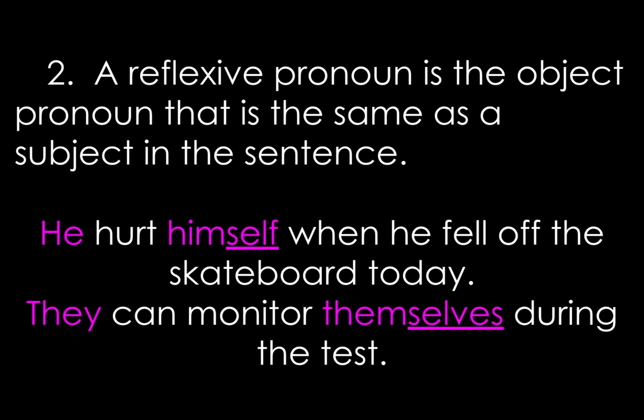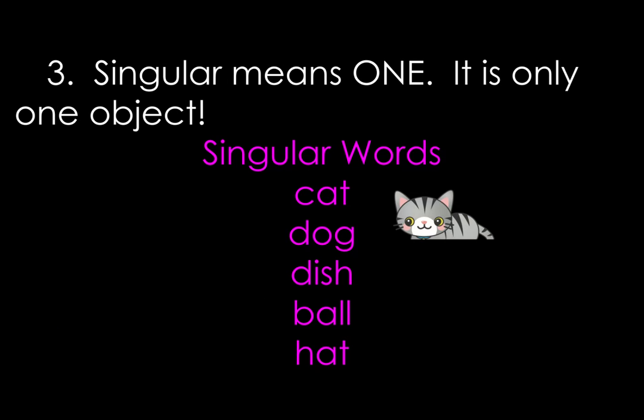Now, the next sentence says they can monitor themselves during the test. They being the subject, themselves being the object of who they are monitoring. So they're actually monitoring themselves. There is nobody else. There's nobody in the room but this group of people, and they are watching themselves as they take the test and taking care of themselves.